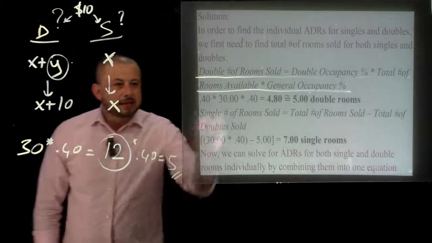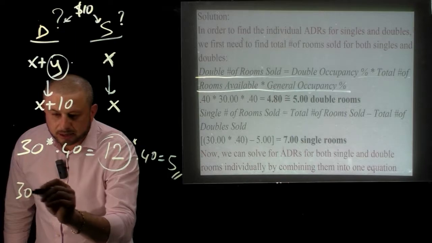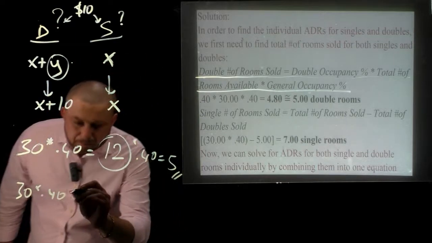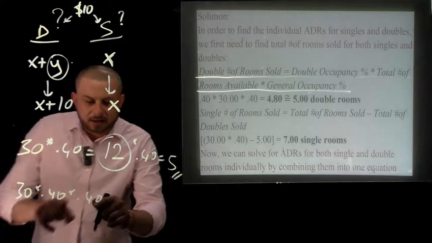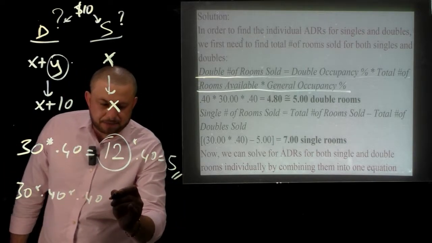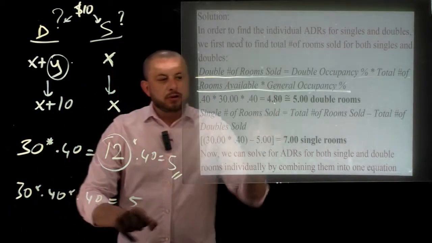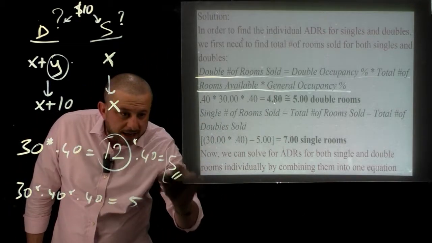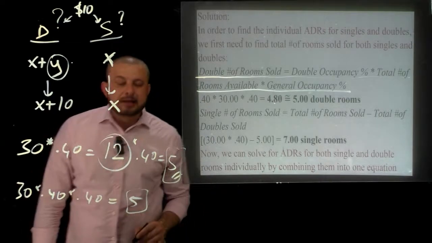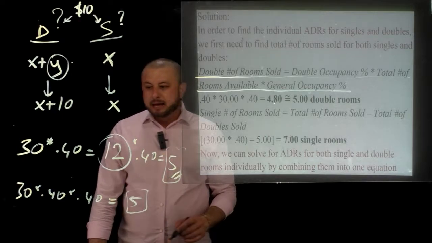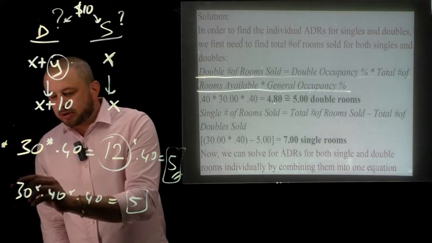If you multiply 12 by 40%, you will have roughly 4.8, I rounded up, 5 double rooms over here. Or you can follow this formula, you can create the equation 30 multiplied by 40%, which is general occupancy, multiplied by double occupancy, 40%, coincidence, they are the same percentages. It will also be equal to 5, well, 4.8, okay? So I can decompose the number of rooms sold for doubles by running either this equation or this equation.